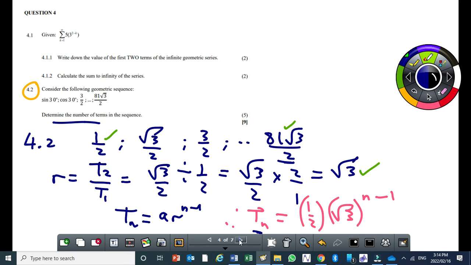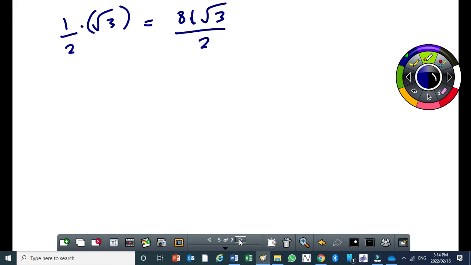Okay? So, from here now, because we have a denominator of 2 here, and a denominator of 2 there, we neglect the denominator. So we end up having, please don't forget to put n minus 1 there. So we can write this as the square root of 3 to the power of n minus 1 is equal to 81 times square root of 3.